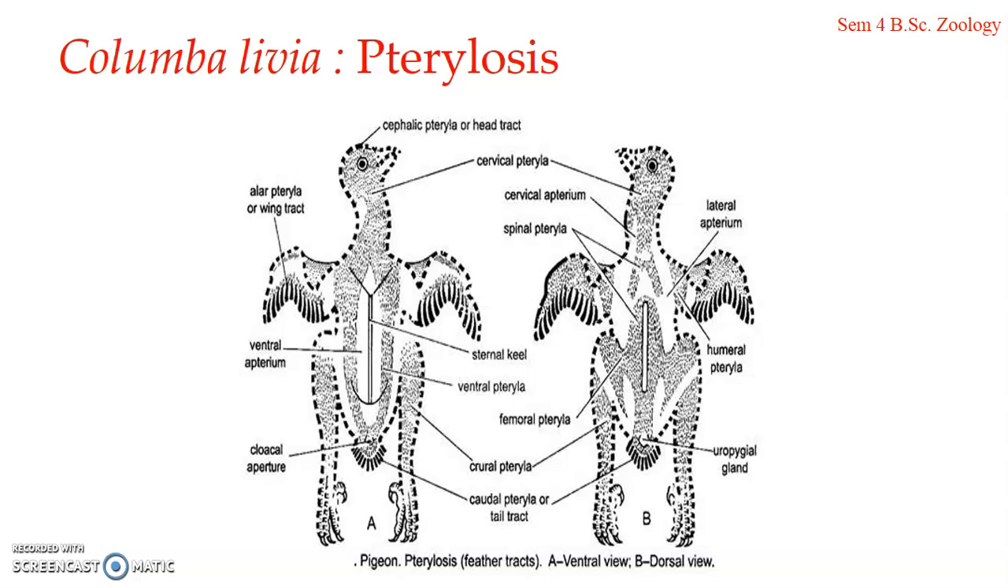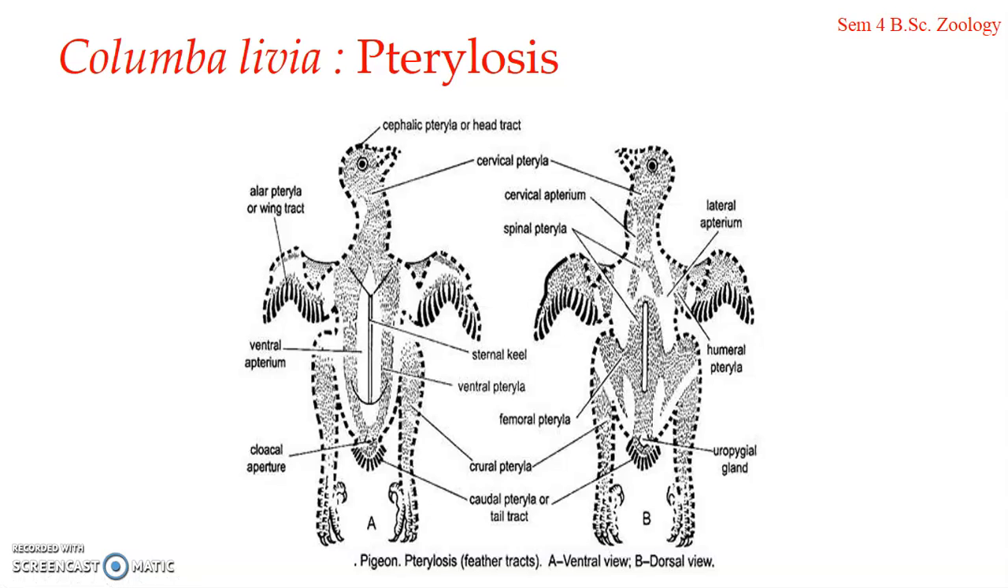In the principal feather tracts or pterylae of pigeons, starting from the anterior end, we have the cephalic pteryla, covering the head, otherwise known as the head tract. Then we have the cervical pteryla, or the neck pteryla, on the neck. On the shoulder, you can see the humeral pteryla across the upper arm and the humerus over this area. And then the spinal pteryla, which you can see on the dorsal side. This tract is known as the spinal pteryla.